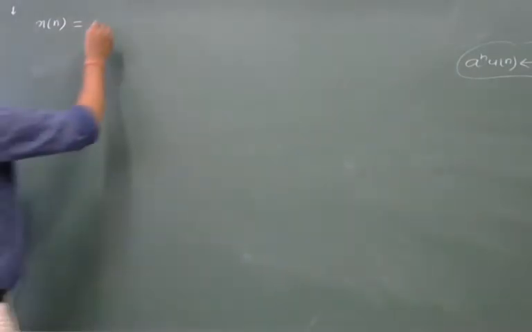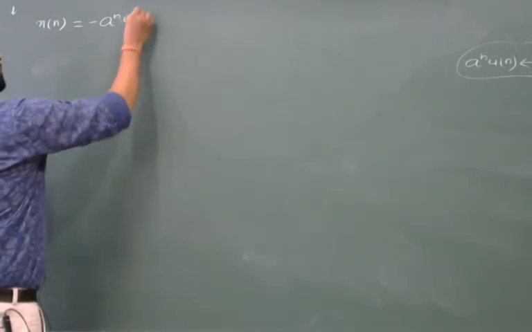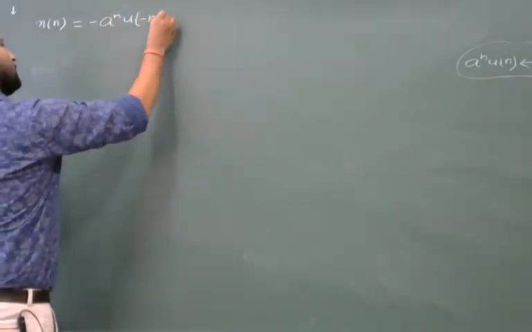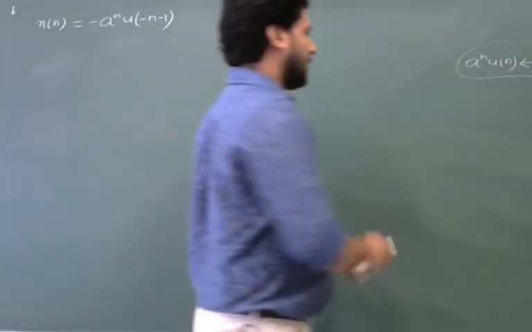There is another example, x of n is equal to minus a power n u of minus n minus 1. We have to get the z transform of this given sequence, minus a power n u of minus n minus 1.